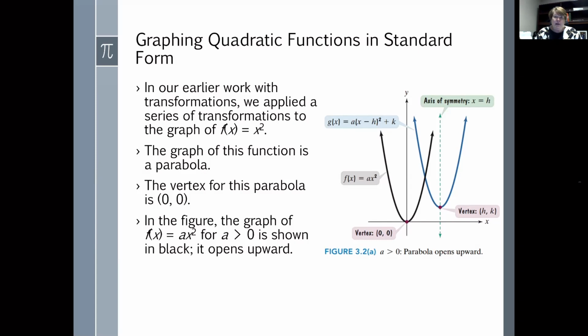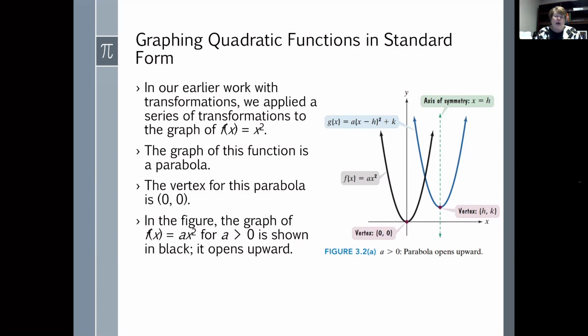In this figure, we have a parabola whose coefficient a is a positive number, so it opens upward, and we've transformed that function. The graph in black is f of x equals ax squared, where a is positive, and it can be some number that either stretches or shrinks the graph.